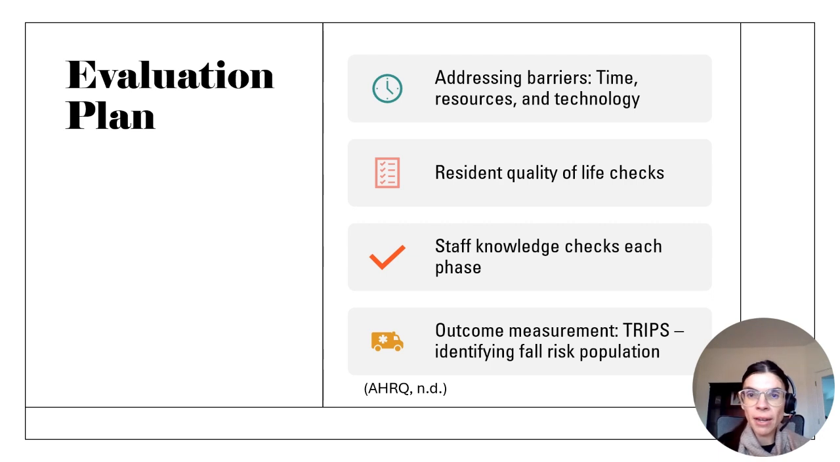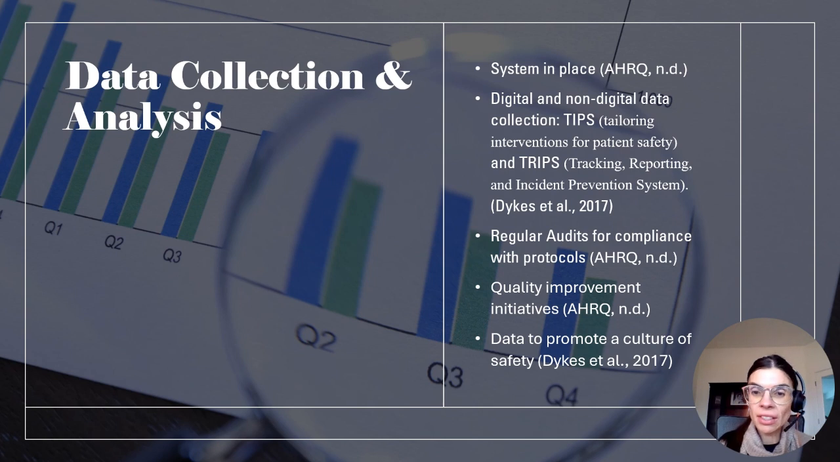By evaluating effectiveness of the fall prevention program, monitoring fall rates, injury severity, and resident outcomes. This project will have a system in place to track and analyze falls, identifying patterns and areas for improvement. Data collection will be digital and non-digital using the TIPS bedside assessment tool for interventions, incidents, and injuries. And we will also be utilizing the TRIPS tool as well. This is for tracking, reporting, and an incident prevention system.